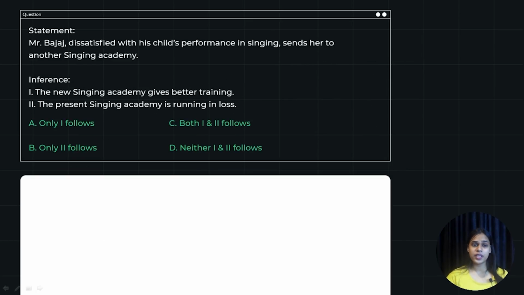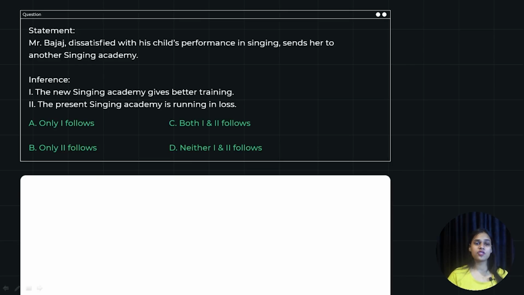Okay, next question. Again, we have a statement and inference-based question. Mr. Bajaj, dissatisfied with his child's performance in singing, sends her to another singing academy. Okay, so there is a person who is sending his daughter to a singing academy. Read the inferences given to you, understand the statements that are given as inferences, and mark the answer that is correct. All right, so start solving and we'll see the answer in a few seconds.